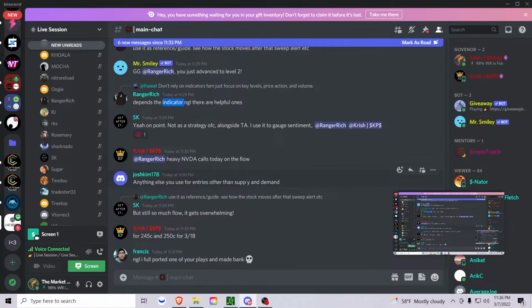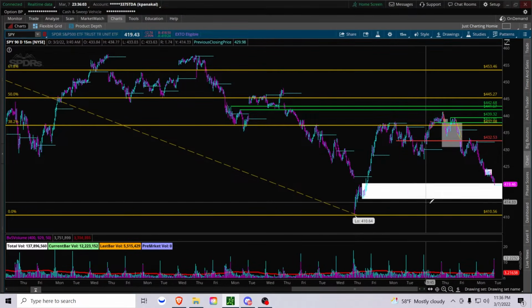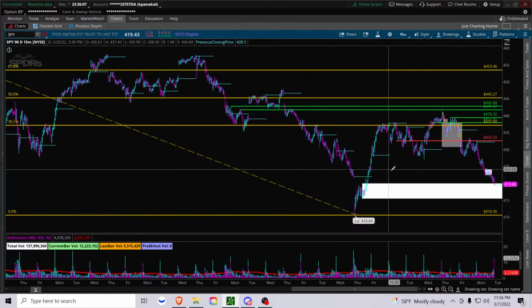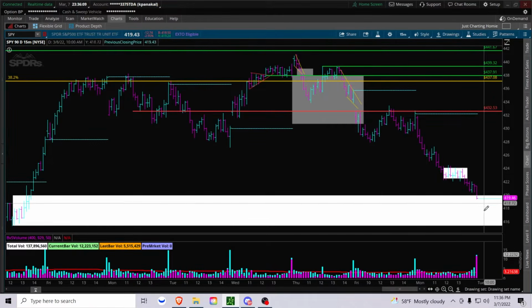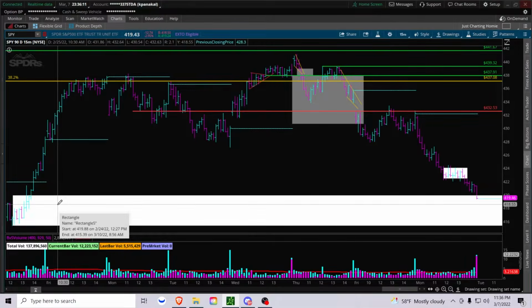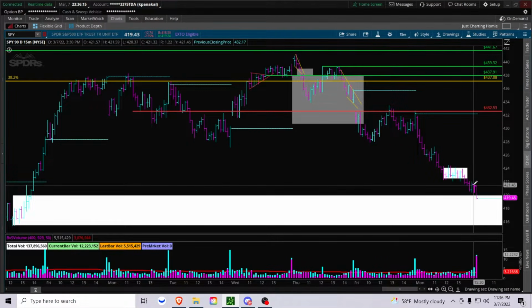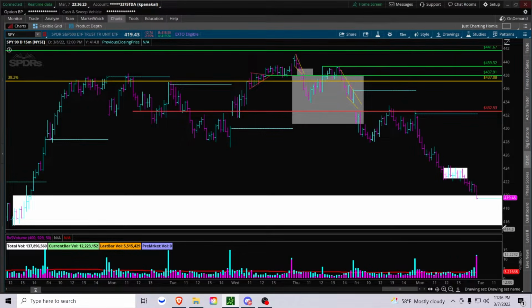Anything else you use for entries other than supply and demand zones? Absolutely. It's not as simple as, you see this, you'd use supply and demand zones. You would see how the stock is trading relative to previous prices. That's basically called price action. You see how it's trading compared to previous candles, candlestick patterns, channels, right? Basic TA.